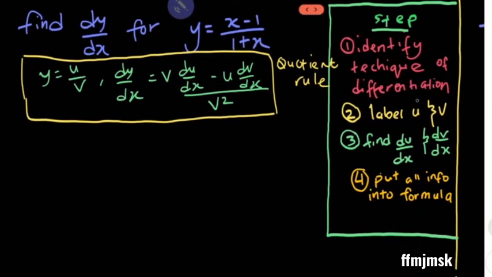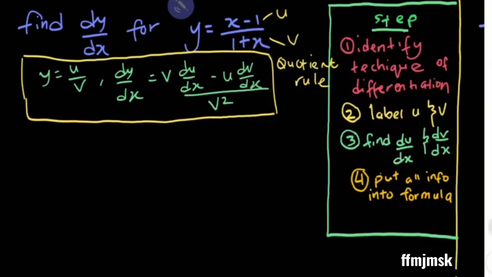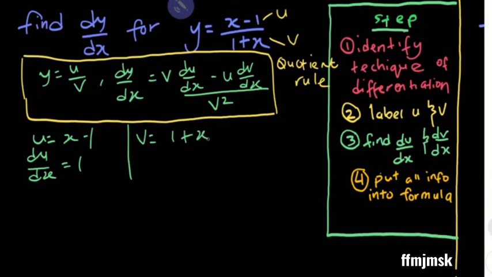Alright, so the next step is label u and v. So in this question, we will label x minus 1 as u and 1 plus x as v and find the du over dx and dv over dx. This is step number 3. After you label u and v, find the derivative for u and v. So first we will write down the equation. u is equal to x minus 1 and the du over dx is equal to 1. Alright, v is equal to 1 plus x, so the dv over dx is equal to 1.